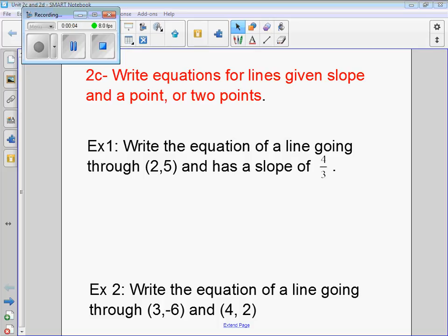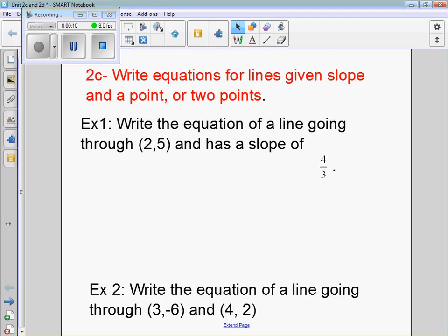2C, we're going to write equations for lines given the slope and a point or 2 points. So we have, for the first one, write the equation of a line going through (2, 5) and has a slope of 4/3. So we're going to start with slope-intercept form. y equals mx plus b.